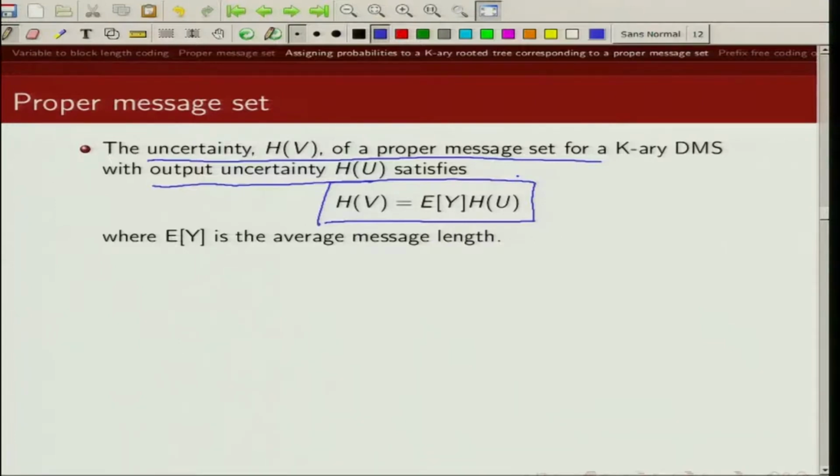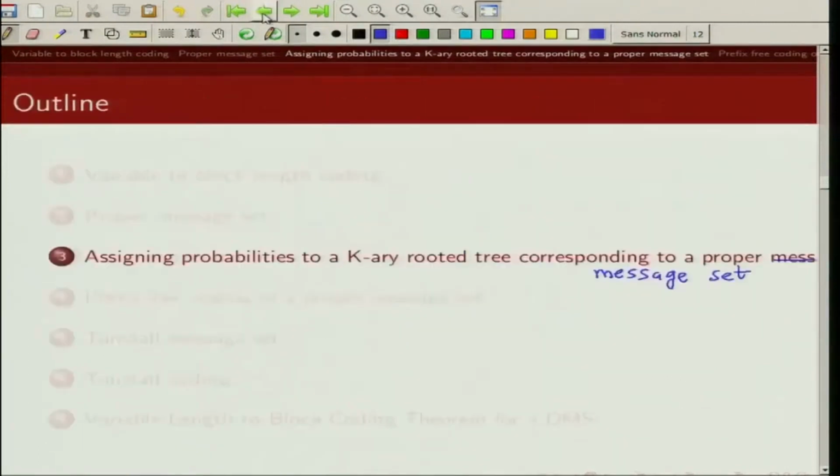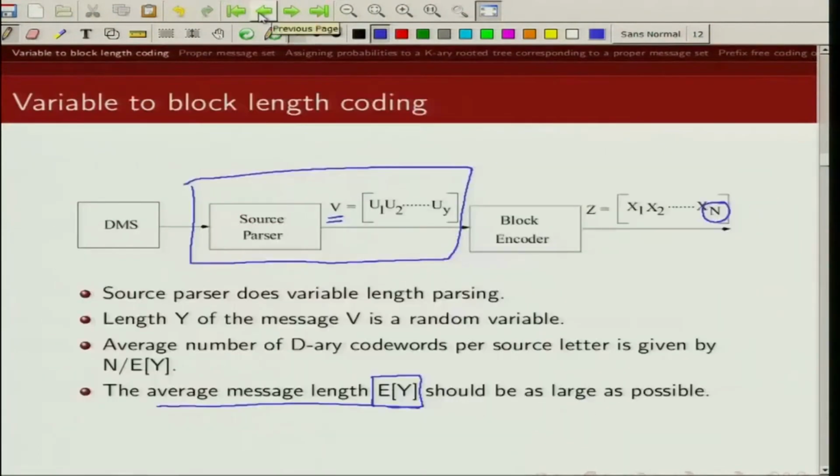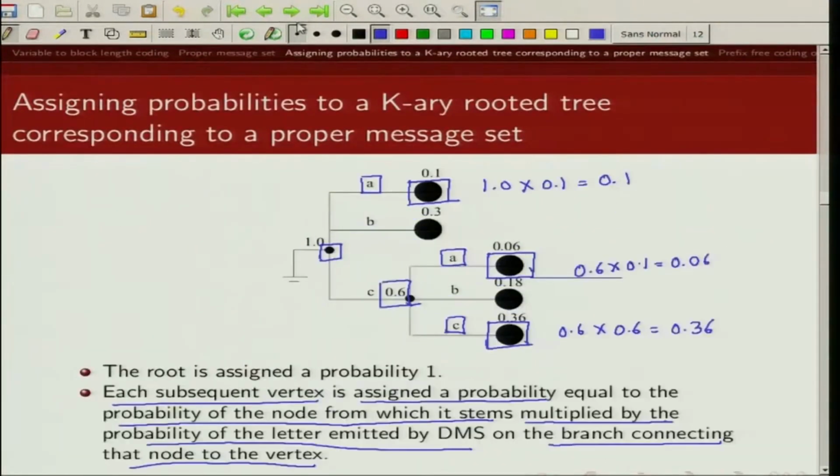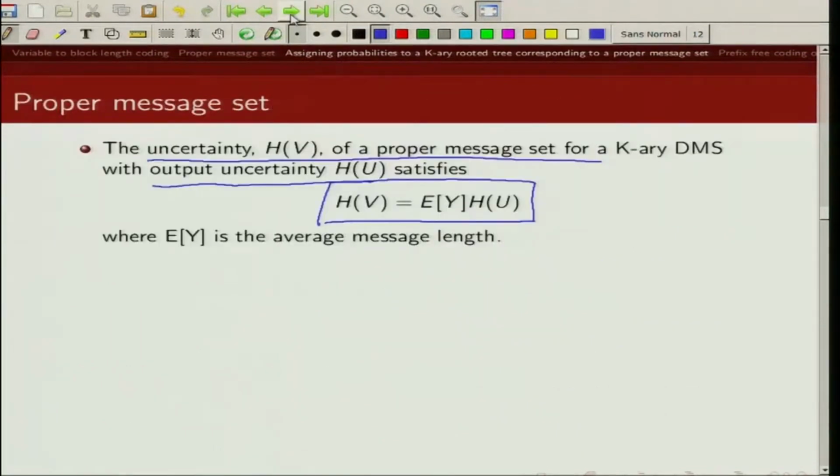Again, just go back and recall what our U's and V's are. U is basically my input to the source parser, and V is the output of the source parser. So if you have a query discrete memoryless source, I have U1, U2, U3, UK. These are my bits emitted by a discrete memoryless source, and V is the output of my source parser. And I am using a proper message set to design my source parser.